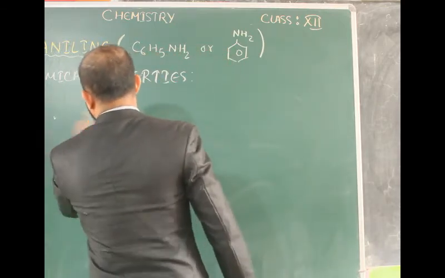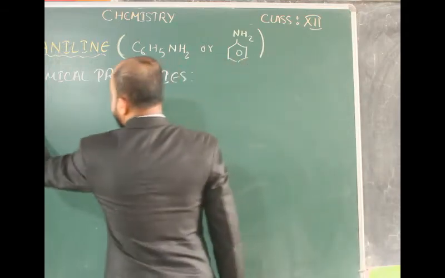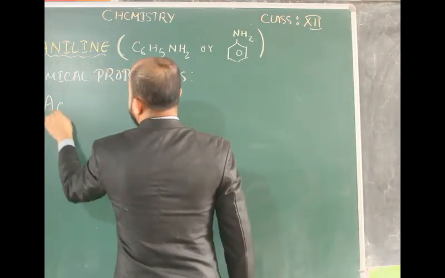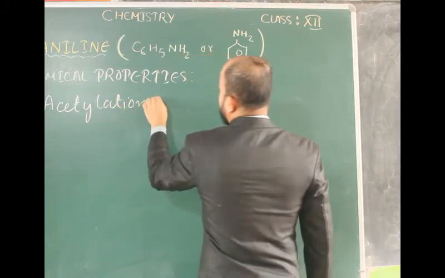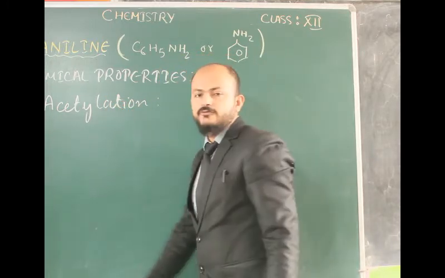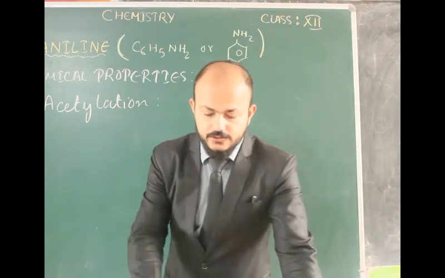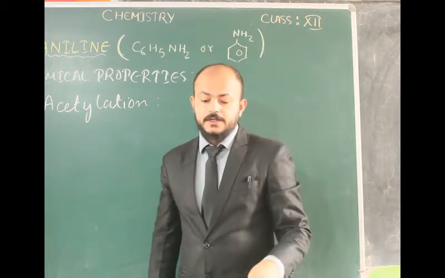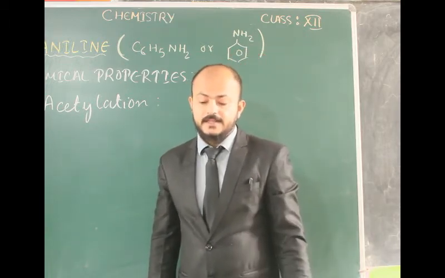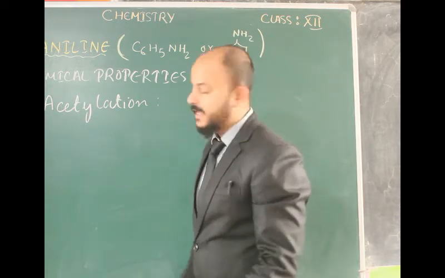Now let's discuss acetylation. Aniline reacts with either acetyl chloride or acetic anhydride to form these anilides. So you have to remember this reaction as well.